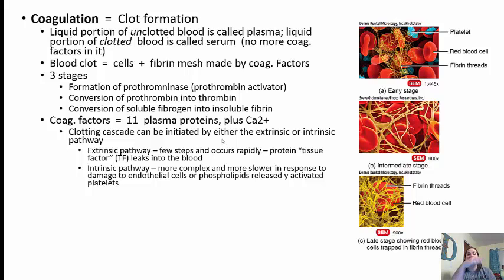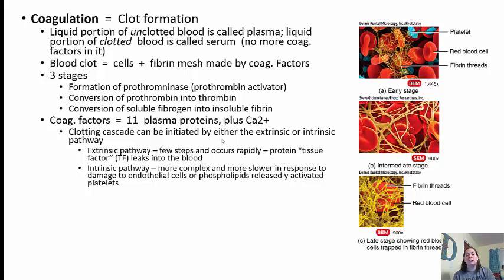Number 1 activates number 2, which activates number 3, and so on. Now, there are 2 ways that this can happen. There's what we call the extrinsic pathway. If we talk about it being the extrinsic, this is the outside pathway. This pathway only has a few steps, and it actually occurs very rapidly.